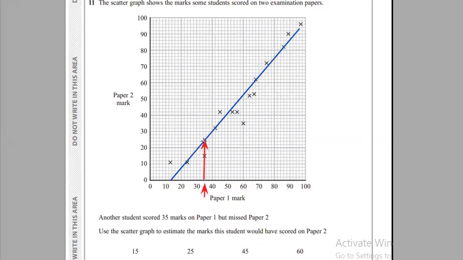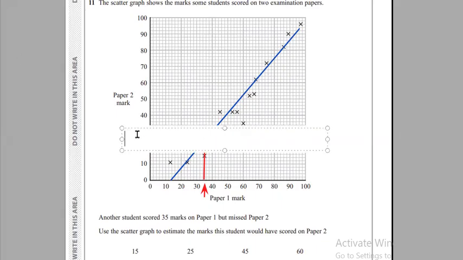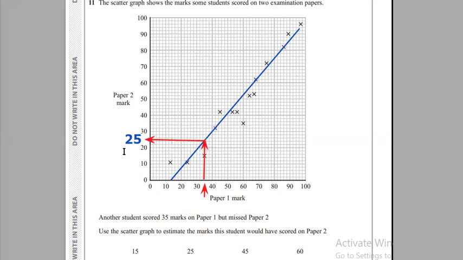Now, after the line stops me, I have to go back to paper 2 because the question is asking about paper 2. So I'm going to go back to paper 2 like this, and then I'm going to check the mark that I got over here. So the mark that I got over here is between 20 and 30. So it's, let's say, 25 or 26. But when I look at the options, I have 15, 25, 45, and 60. And the closest one is 25. And this is the answer of this question.